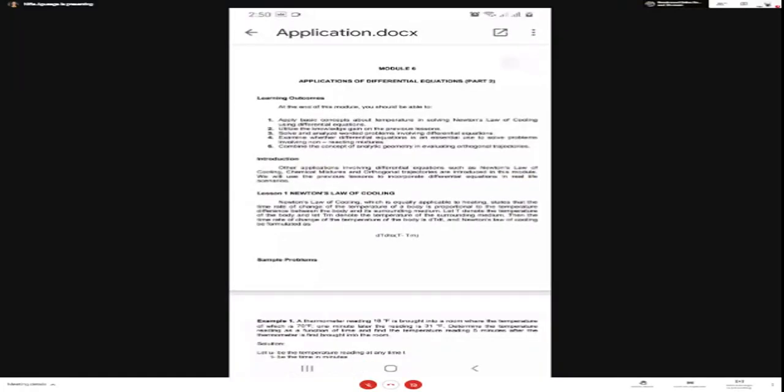Can you see the slides? Actually, the document form. Yes po, ma'am. Okay. So this is the last topic that we'll be discussing for the rest of the differential equation class. So application pa rin tayo, differential equation part 2. So the first application that we had discussed was the exponential decay and exponential growth.